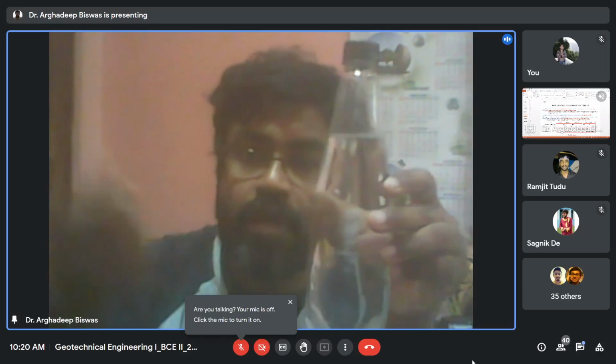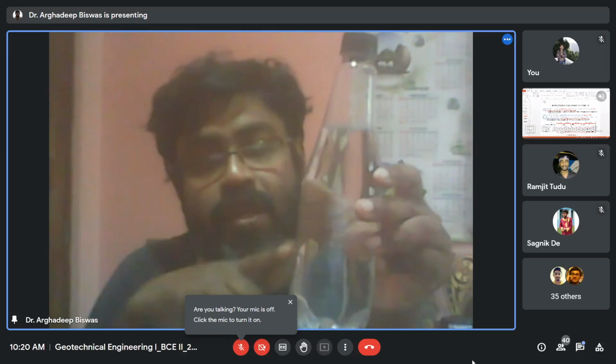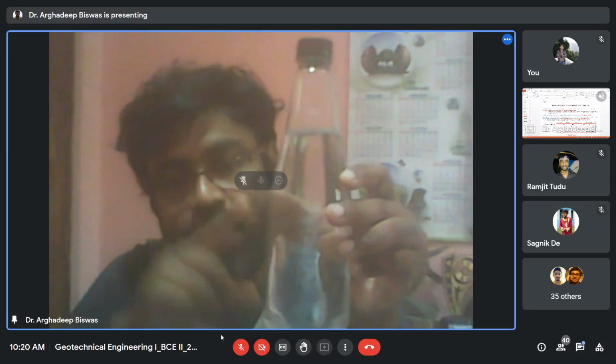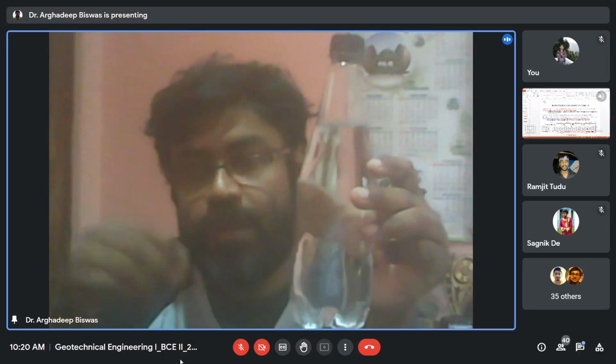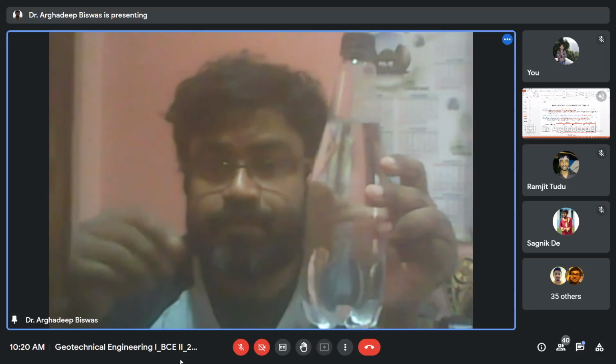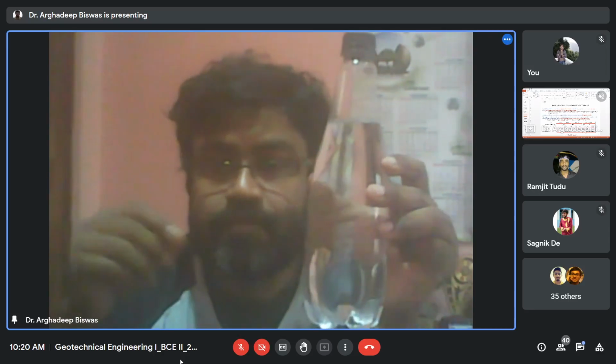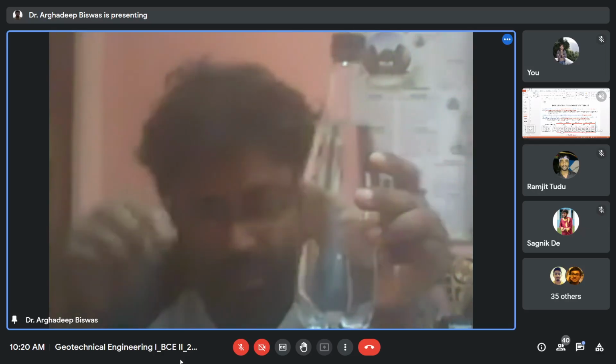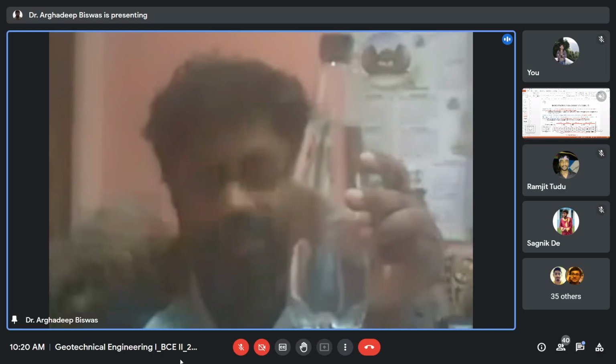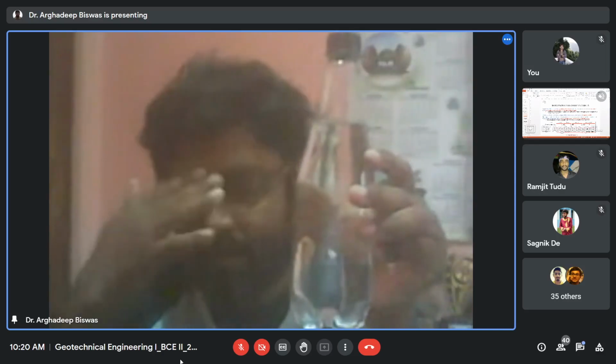Put another few spoons of soil. What you will find is that this suspension will become a bit, what is that called? It will increase its density. What is it called?